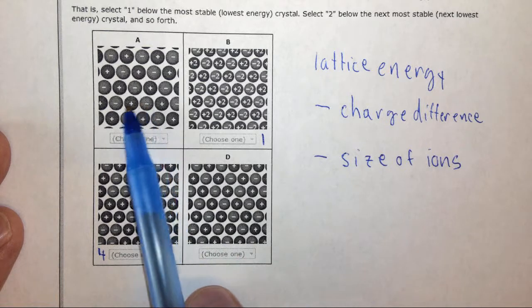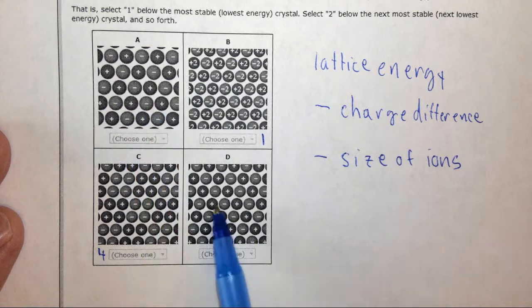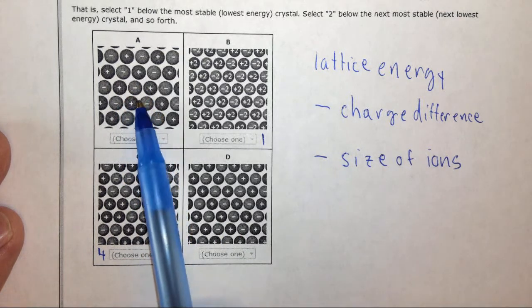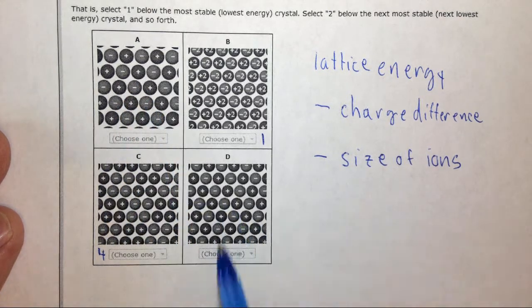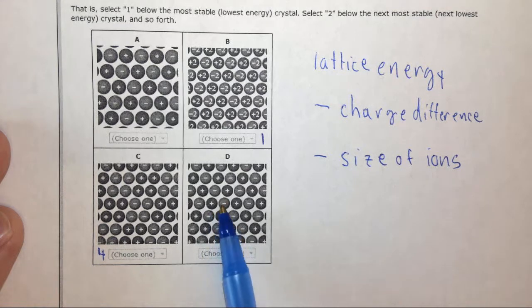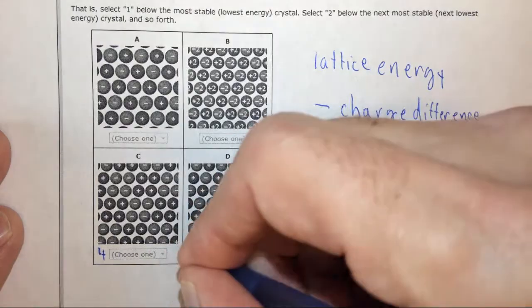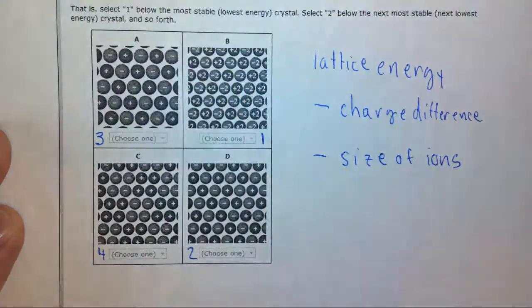In the second case, we have a plus and a minus, and a plus and a minus. But these plus and minuses are larger than these plus and minuses. So these larger ions are held together more loosely. Said another way, these ions are smaller, and therefore the nuclei of this can more effectively attract the negative ion over here. So therefore, the smaller ions are more stable or have a greater lattice energy. So this is 2, and this is 3.